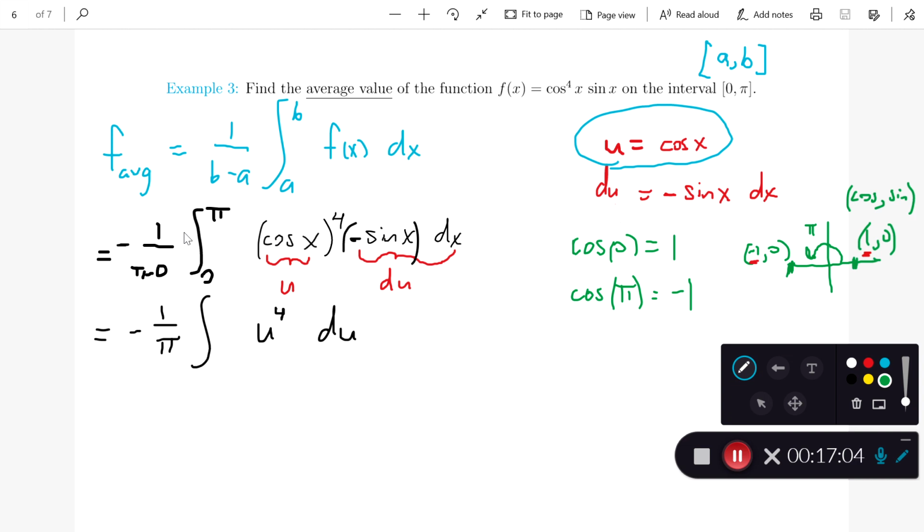So remember, 0 is the bottom one, so that's what we need to put down here. So cosine of 0 was 1, and cosine of pi is negative 1. So it looks weird to have the smaller number on top, but just go with it. Keep everything the same. So now we need to do u to the fifth over 5, and we're going to evaluate this from 1 to negative 1. And we're almost done.